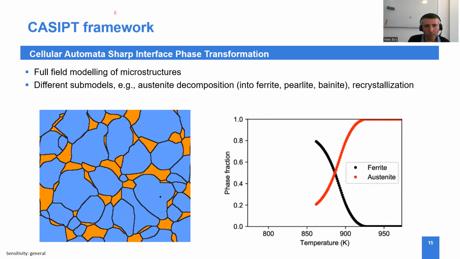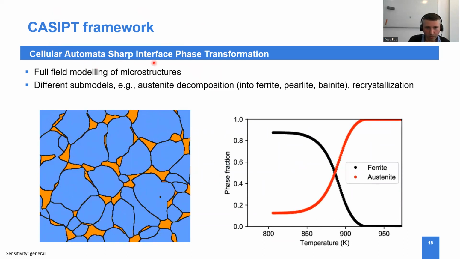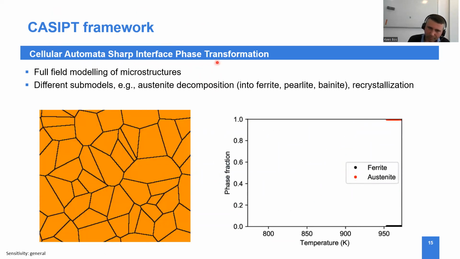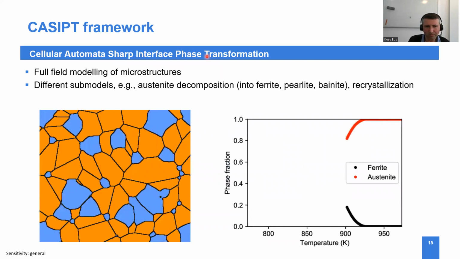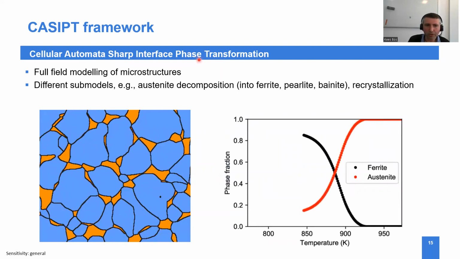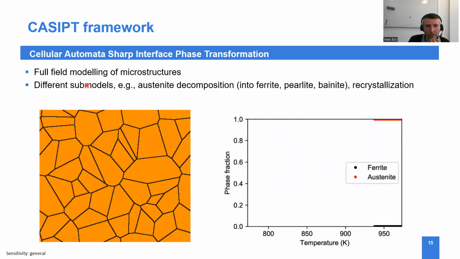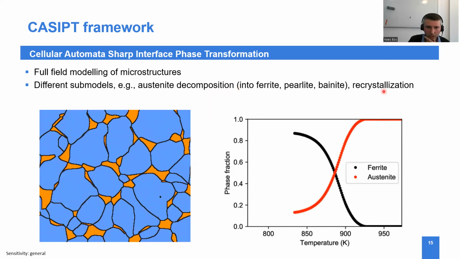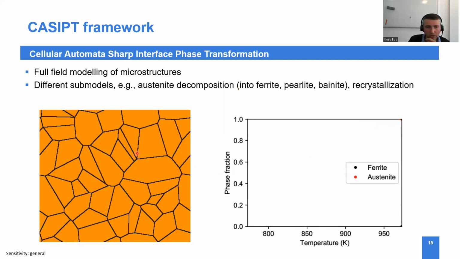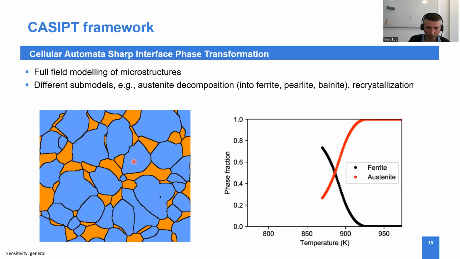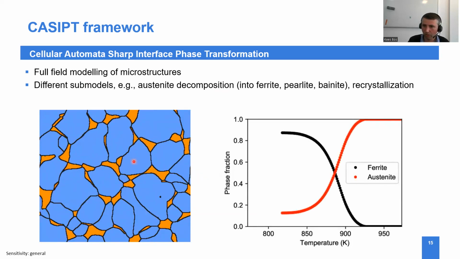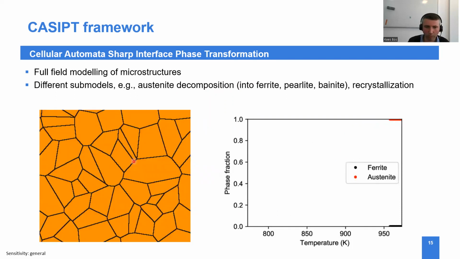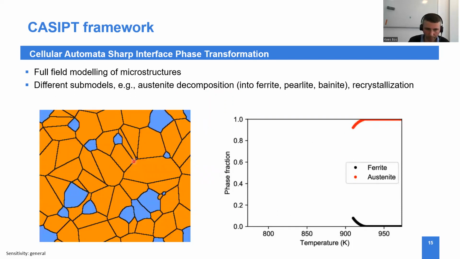CASIPT stands for Cellular Automata Sharp Interface Phase Transformation model. Well, the name is not that exact because it goes beyond phase transformations, but it is a full field model of microstructures. We have different submodels, for example austenite decomposition, but also for recrystallisation. Here in 2D you see a very brief example of the austenite to ferrite transformation, but this is just to give you already some feeling for how such a model works, or actually what the typical output of such a model could be.